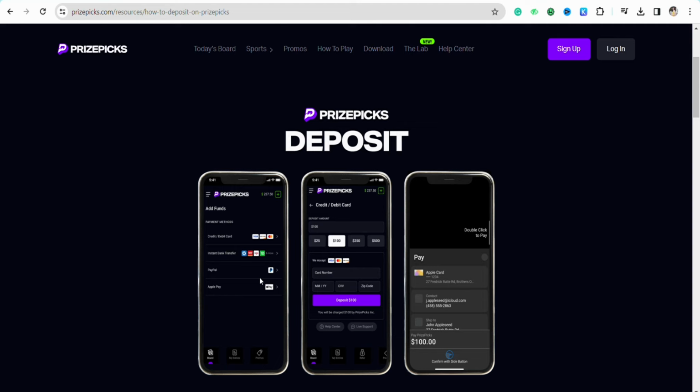And another possible reason would be that you have met your limit for how many times you can deposit in a specific time frame. So make sure to check the time frame and the deposit limit with PrizePicks while depositing your money. And if you want to increase your limit, you can reach out to the customer support of PrizePicks and they will help you out with that.